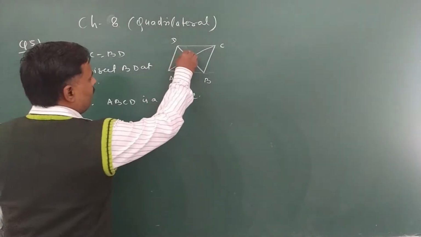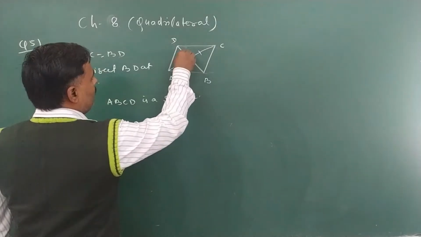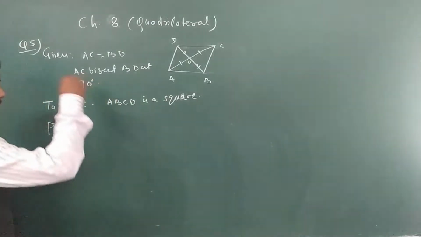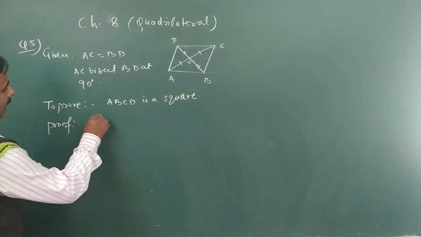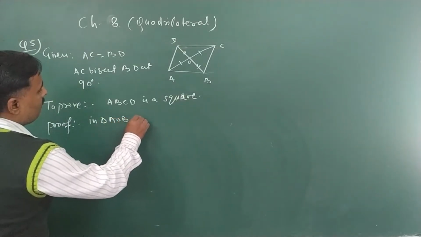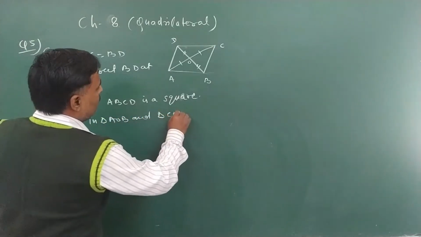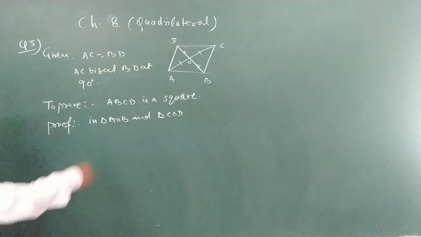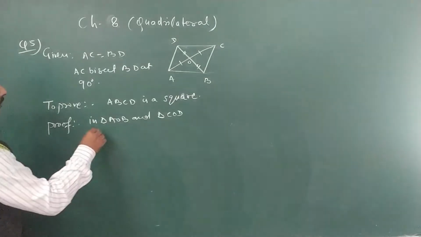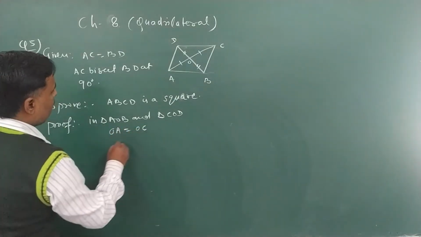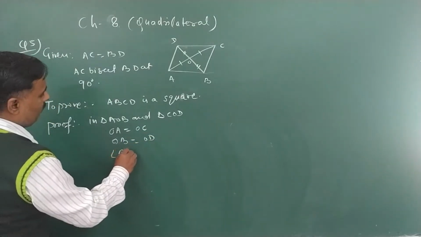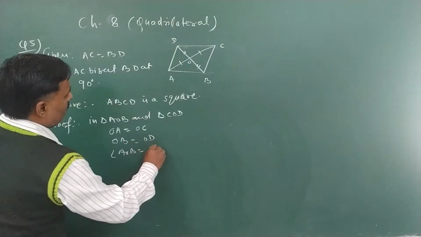So we can say OA is equal to OC, OD is equal to OB. Like the previous question, we can prove that ABCD is a parallelogram. So I'm proving it again. In triangle AOB and triangle COD, the diagonals are equal and bisecting at 90 degrees. So OA is equal to OC, OB is equal to OD, and angle AOB is equal to angle COD.